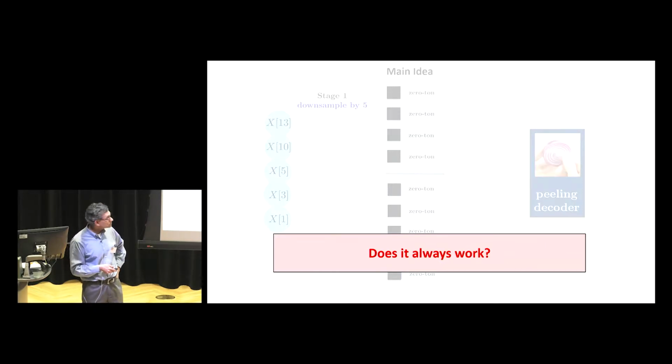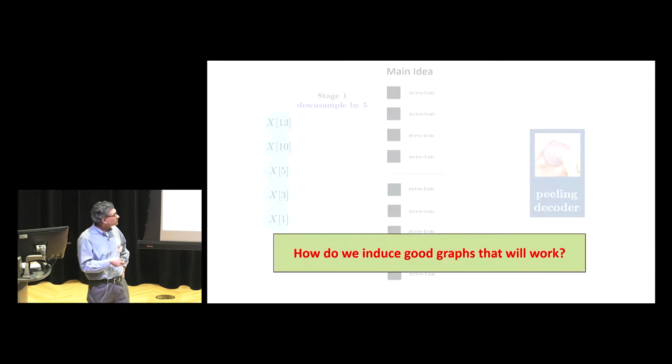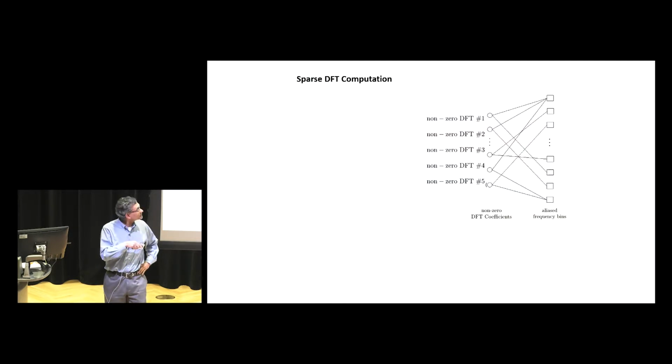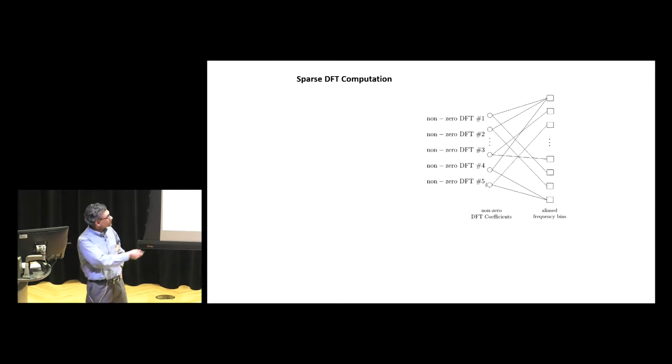Does it always work? No. I mean, I cooked up this example, so it works. So how do you make sure that it works almost always, or with high probability? Meaning, how do you induce a good graph that's going to work? Well, to do that, let's form some analogies to communications, which we all know. So on the right-hand side, we have our DFT problem. And this is what I'd call the pruned graph, where the non-zero coefficients are on the left, and the bins are on the right.